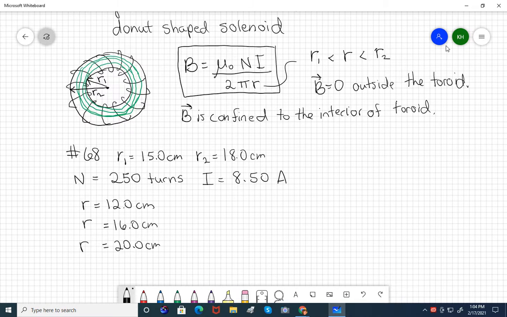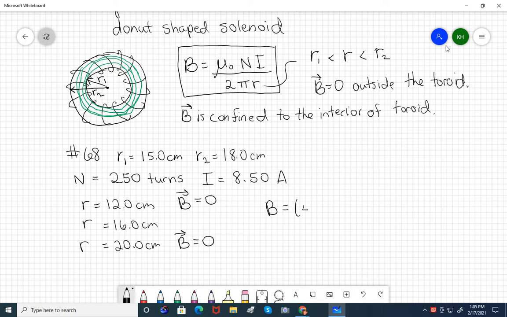Well, two of those are super easy. If you are less than 15 centimeters in here, B will equal 0. If you are greater than 18 centimeters, which is 20 centimeters, that B will also equal 0. The 16 centimeters is within the interior of the toroid, so we can actually calculate at 16 centimeters. It will be mu naught times, well, I'll tell you what, let's go ahead and fill in our numbers because the formula is right up there above us.